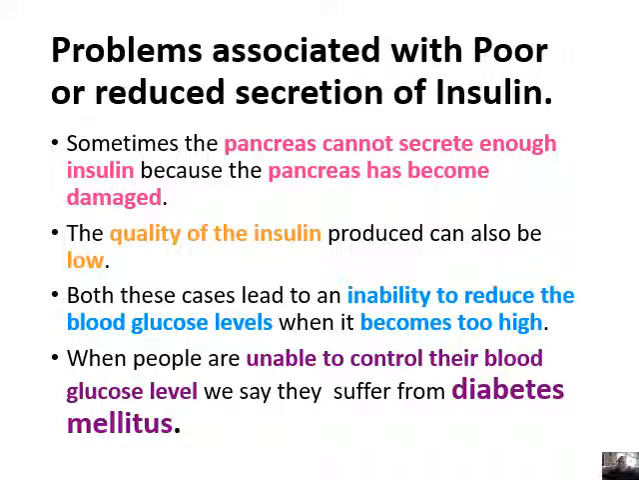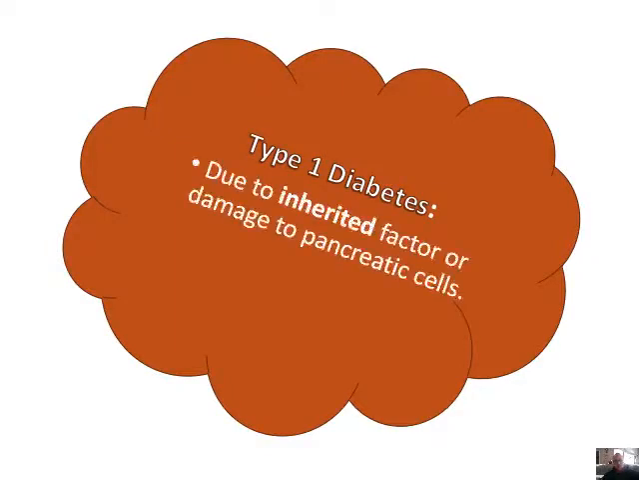Both these cases lead to the inability to reduce the blood glucose levels when it becomes too high. So we're not dealing with it becoming too low, we're only dealing with if it becomes too high. When people are unable to control their blood glucose levels, we can say that they suffer from diabetes mellitus. You need to know that name. We don't just call it diabetes. I'll refer to it as DM, but if you had to write it in an exam, you would write diabetes mellitus. There are two different kinds of diabetes, type 1 and type 2.